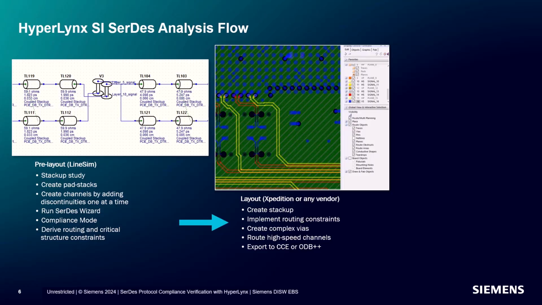During PCB layout, layout rules determined during pre-layout analysis are implemented. You can use hyperlinks with any layout tool, but it works better with Siemens Expedition because it's integrated. Complex via support in Expedition Layout lets SI, PI, and PCB design specialists work closely together and stay in sync. Expedition shares the same stackup editor from Hyperlinks to easily implement the stackup and routing constraints defined by Hyperlinks and the SI/PI expert.